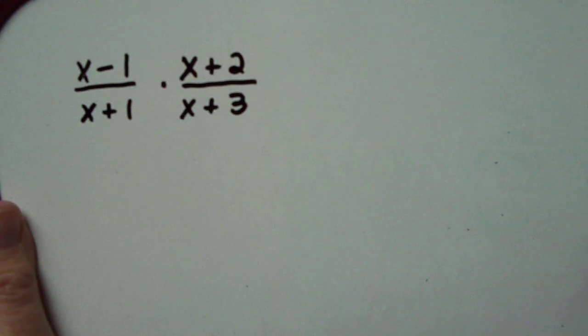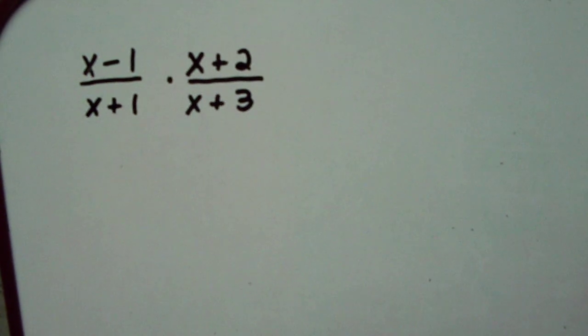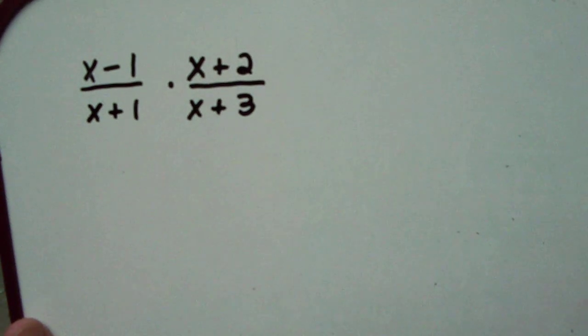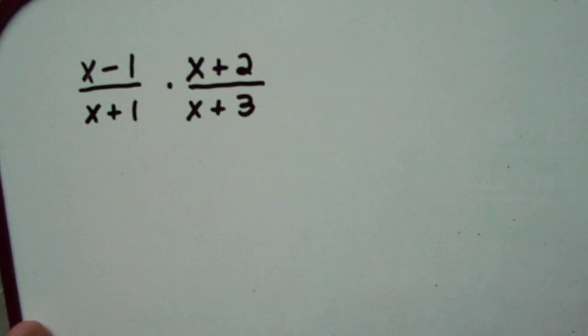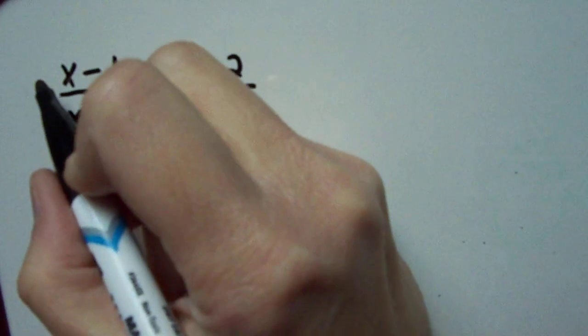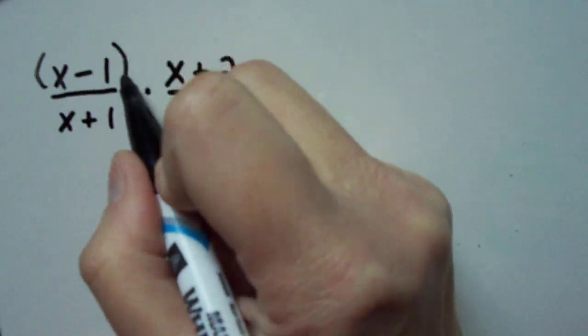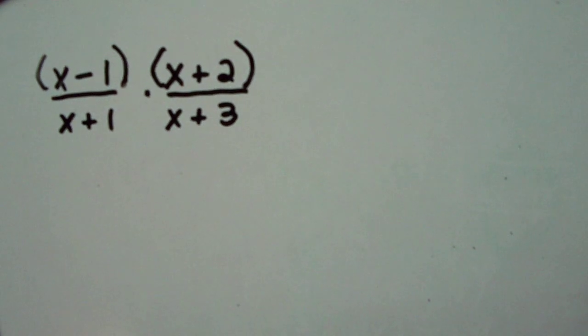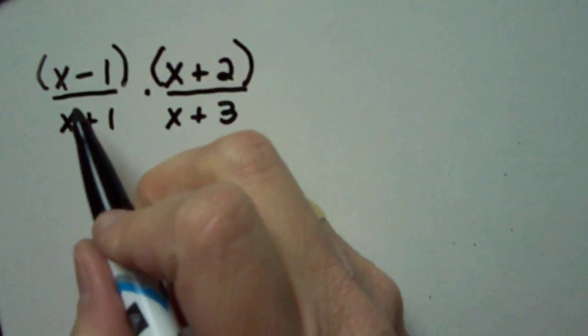Okay, let's discuss rational expressions. Let's say you had this problem. What would you do? It's a multiplication problem. If it helps you, just add some parentheses, and maybe that will help you see it as a FOIL problem. So let's do the top.